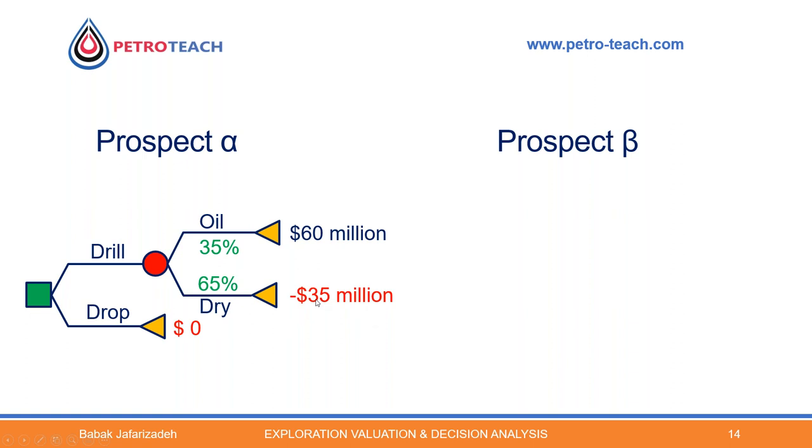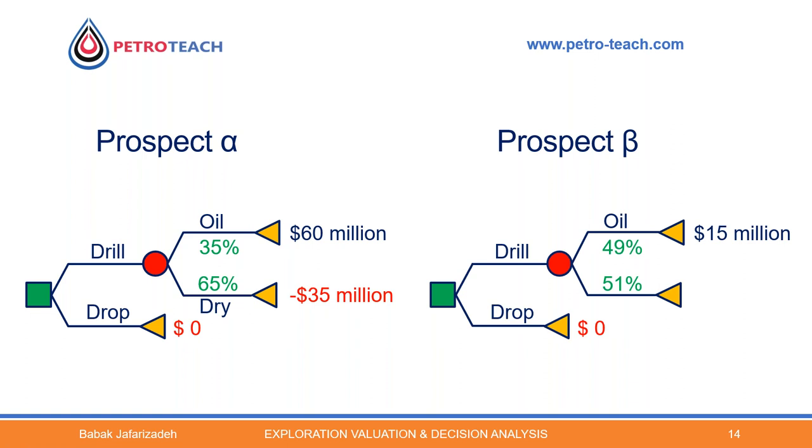For prospect beta, similar story. I drill or walk away. If I drill, then there's uncertainty. With 49% chance, I will get the reward of $15 million. With 51% chance, it's a dry hole, and I will end up paying $20 million cost of drilling. So with this description, should I drill them or not drill them?